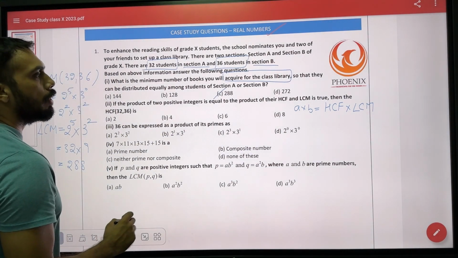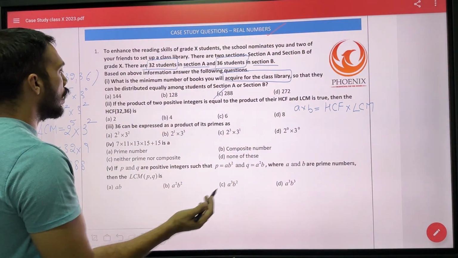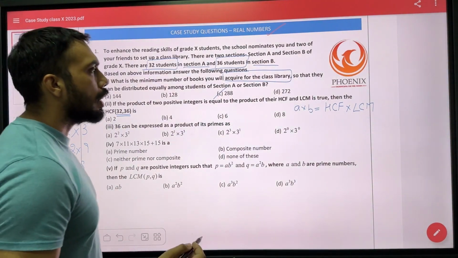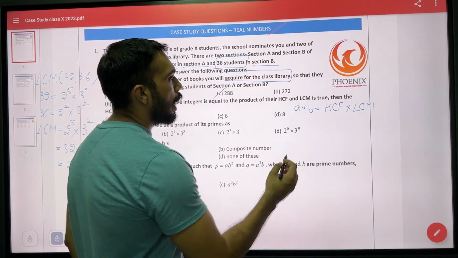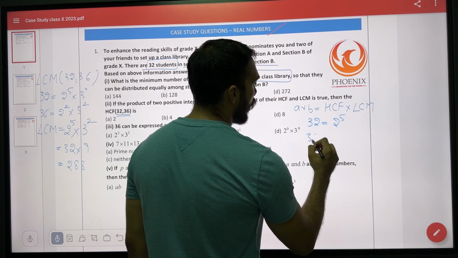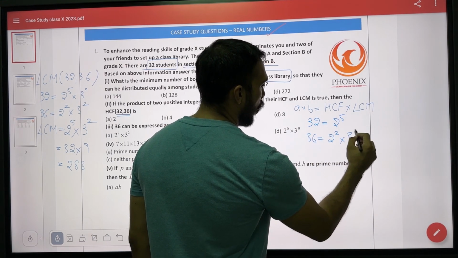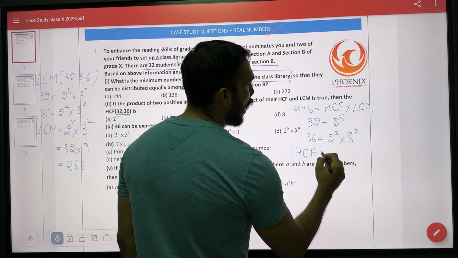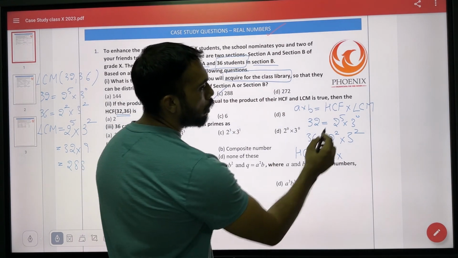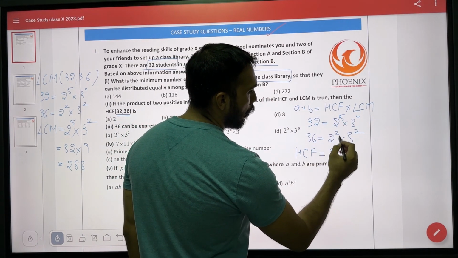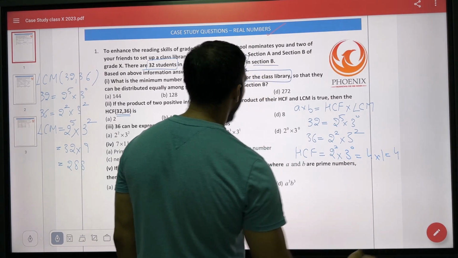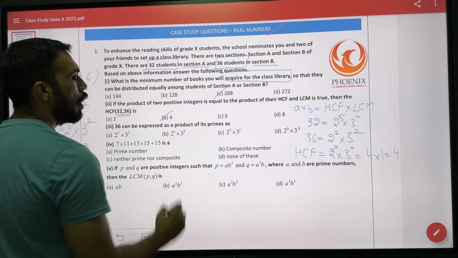So if the product of 2 positive integers is equal to the product of HCF and LCM, the condition is already given to us. Then what is the HCF of 32 and 36? Do I really need to apply this condition? I can directly find the HCF. I know that 32 is 2 to the power 5 and 36 is 2 square and 3 square. For HCF, we always pick the least power of the prime number. So here I can always say 3 to the power 0. The least power of the prime number 2 is 2 over here, and for 3 it is 0. So this is 4 times 1 and the answer is 4. So for the current question, B is the correct answer.